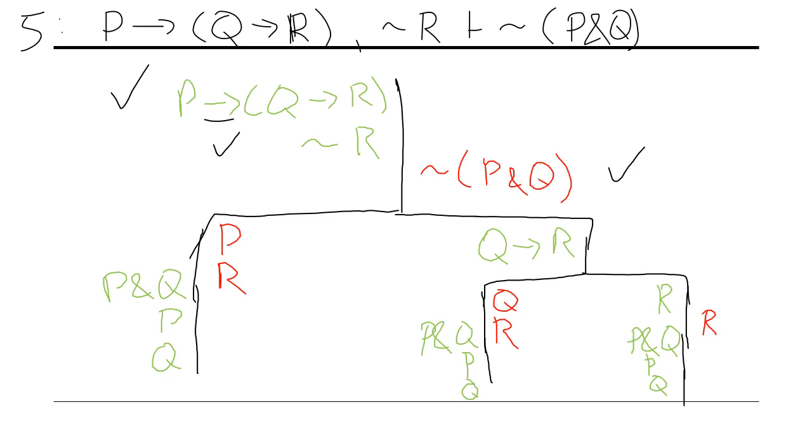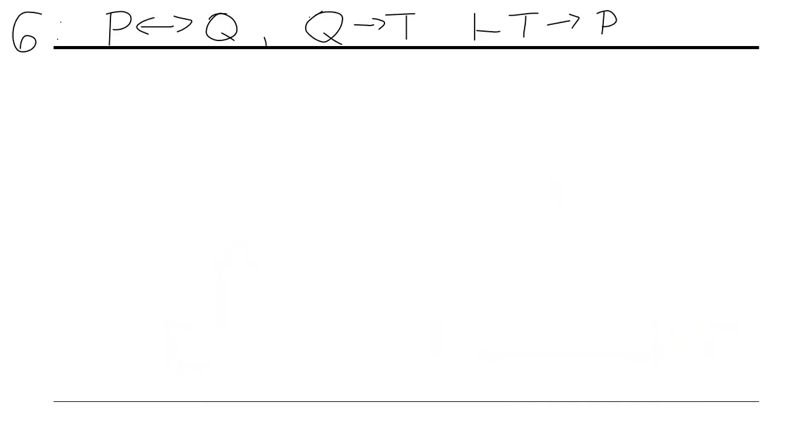That one's done. So let's go back through, see if we got any contradictions. I already see that one there. That's closed off. I see this one here. That one closes off. And then I see this one here, which closes off. So, since all the branches close off, this is valid. And there's no counterexample needed for it. On to question 6.